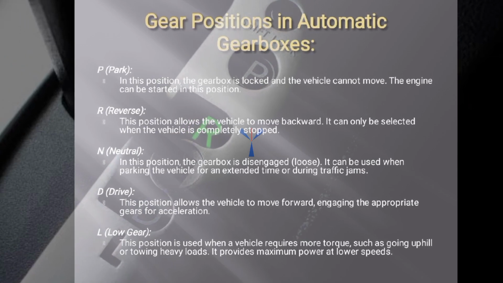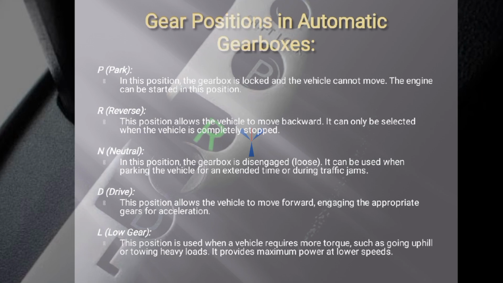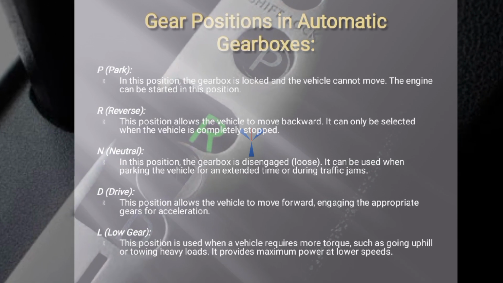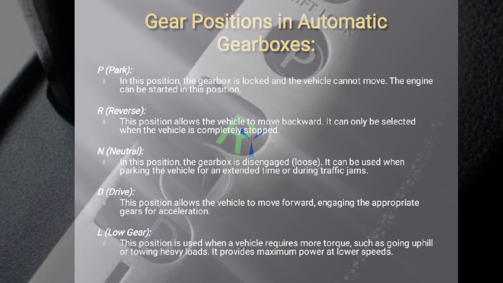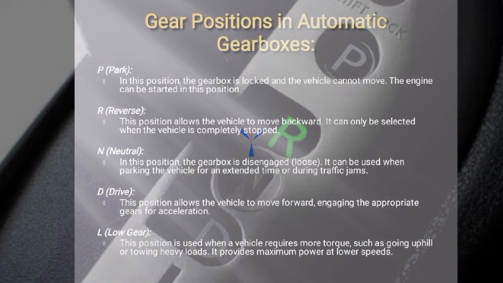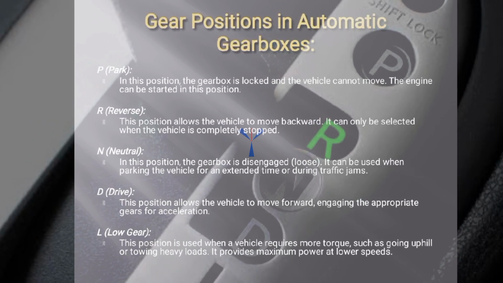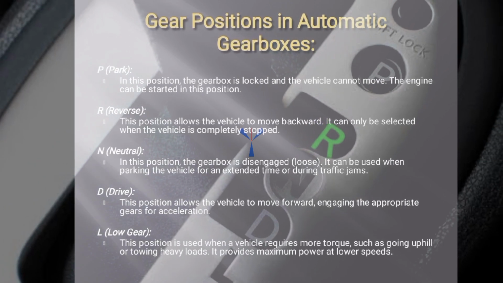The second is letter R, which stands for reverse. This position allows the vehicle to move backward, and it can only be selected when the vehicle is completely stopped.